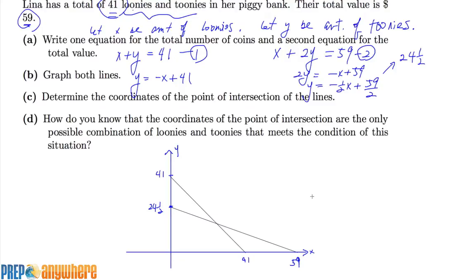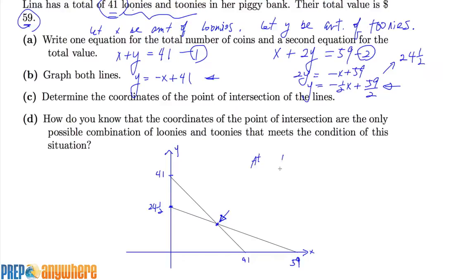Second one, we graphed it. So determine the coordinates of the point of intersection of the two lines. So they're talking about this point right here. Okay, so at that point they share a point. This particular point is on both the first and the second equation. So they both have the same x value and same y value. So you can use that.